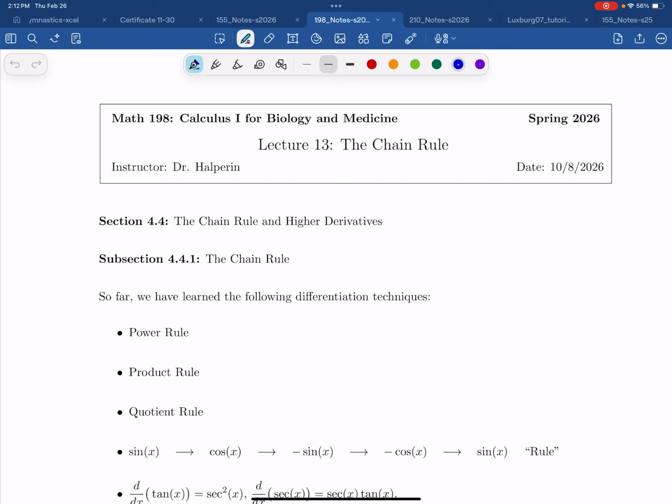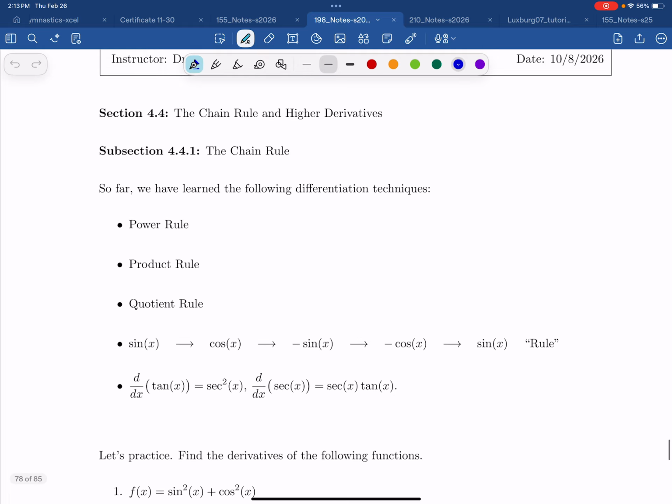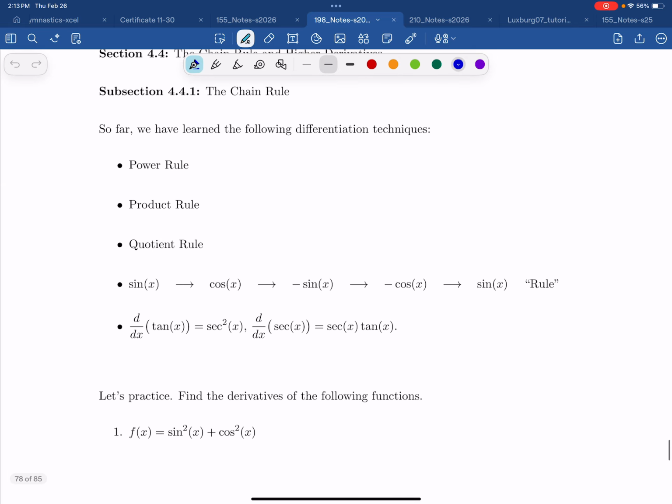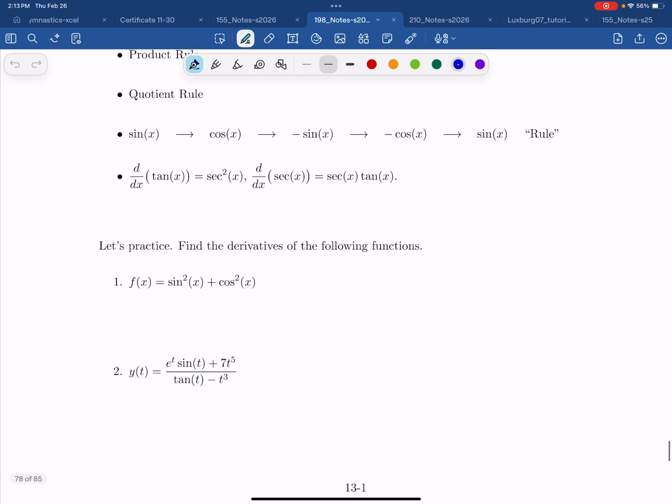Cover the chain rule, the last of the big derivative rules. Not that it's the last derivative we'll ever learn, but it's the last technique for differentiation in a certain sense, the last direct technique. Anyway, just a quick review. We've learned the power rule, product rule, quotient rule, trig derivatives. We've learned a whole bunch of different rules, right?